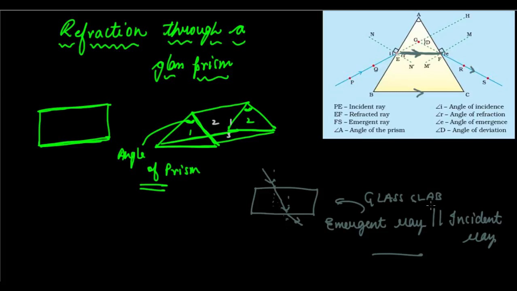But in the case of a triangular glass prism, you will see that it does not emerge parallel to the incident ray. The emergent ray is not parallel to the incident ray. Here are the markings.